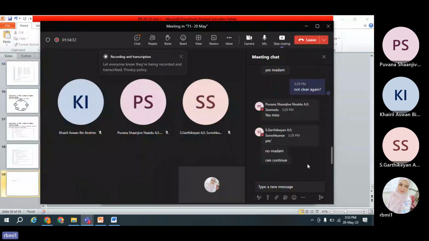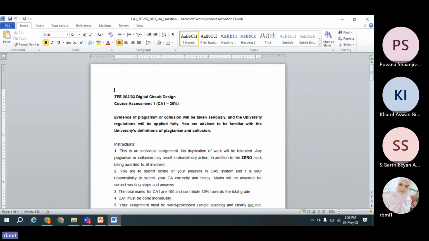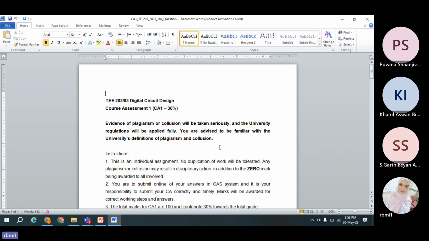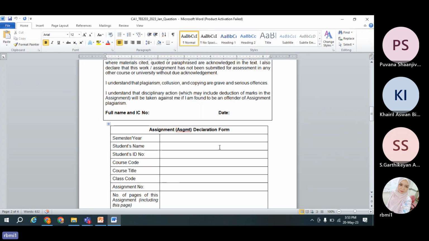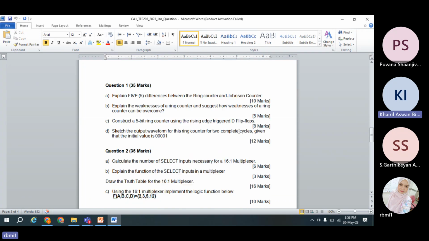Is there any question? Okay, this is digital circuit design. I think the deadline is in the middle of June. I think in 2 or 3 weeks. Okay, 11 June, yes. So question 1 I think you can answer already. Ring counter and Johnson counter. Ring counter, 5-bit ring counter, D flip-flop.